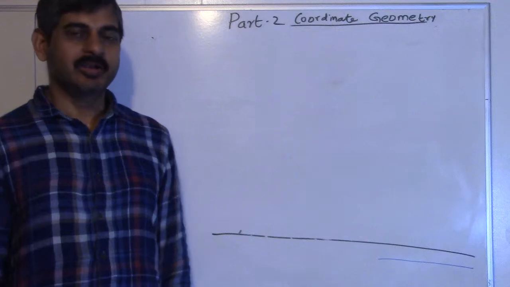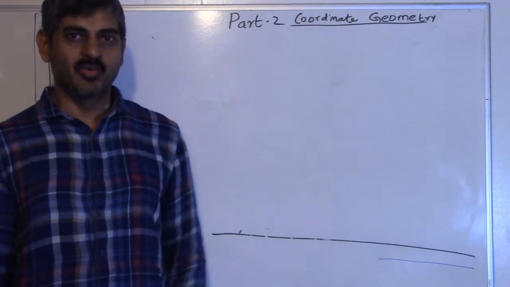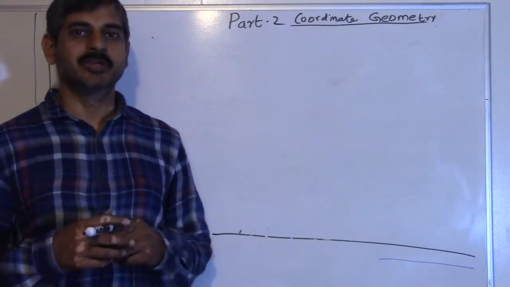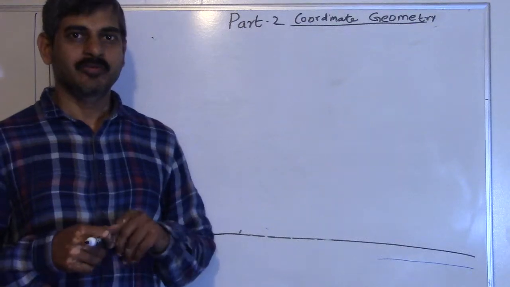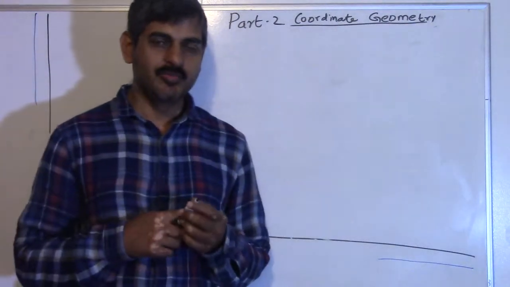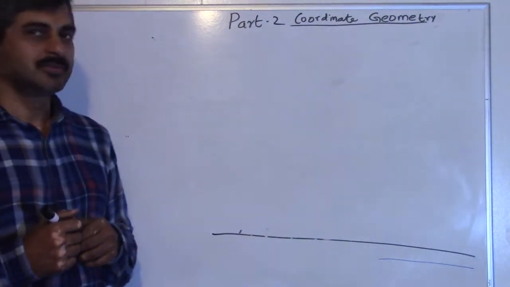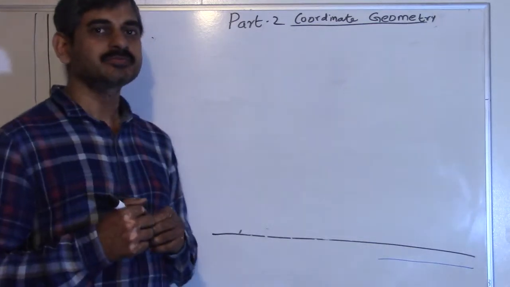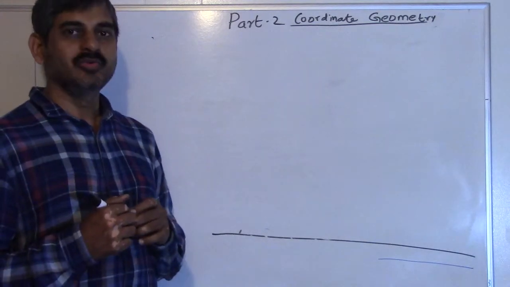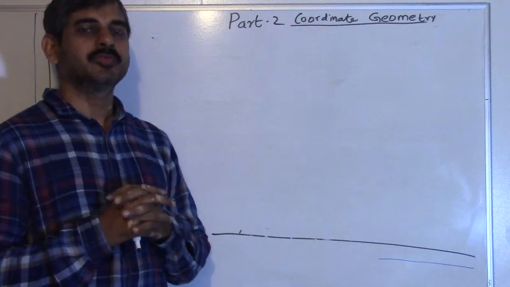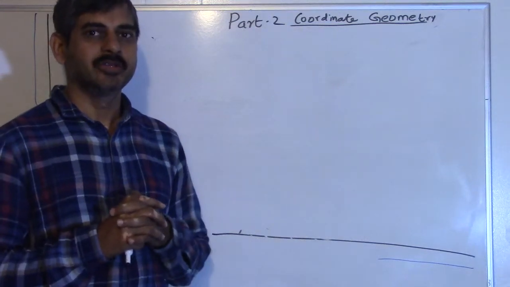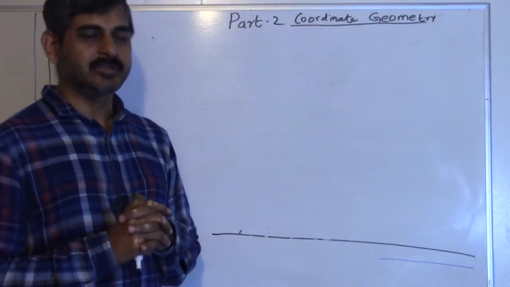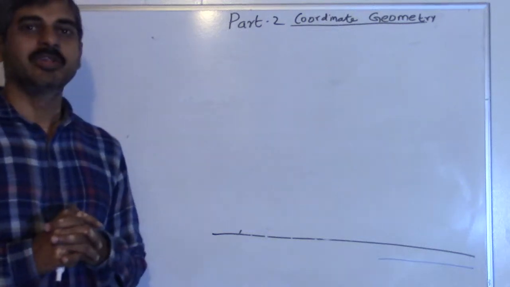We learned in part 1 about the coordinates. We learned about the division of a line in the ratio m is to n, and so on and so forth. We will continue our lecture. We will do some problems. We did not do any problem on the division of a line into a ratio, and we learned about the area of a triangle.